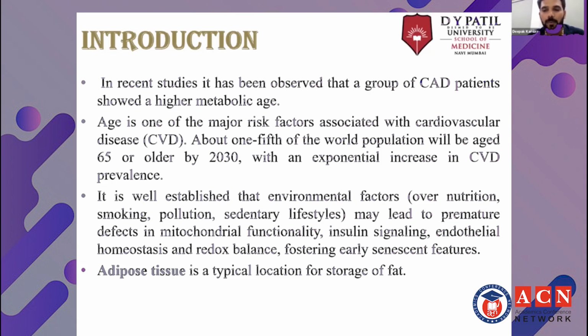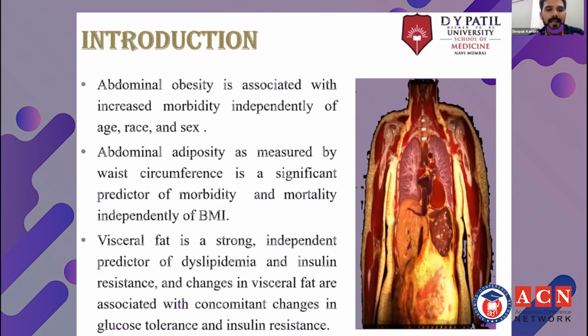About one fifth of the world's population will be age 65 or older by the 2030s, with an exponential increase in CVD prevalence. It is well established that environmental factors like overnutrition, smoking, pollution, and sedentary lifestyles may lead to premature defects in mitochondrial functionality, insulin signaling, endothelial homeostasis, and redox balance, fostering early senescent features. Adipose tissue is a typical location for the storage of fat. Obesity is associated with increased morbidity.